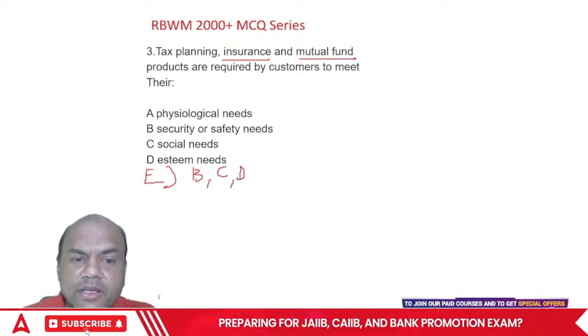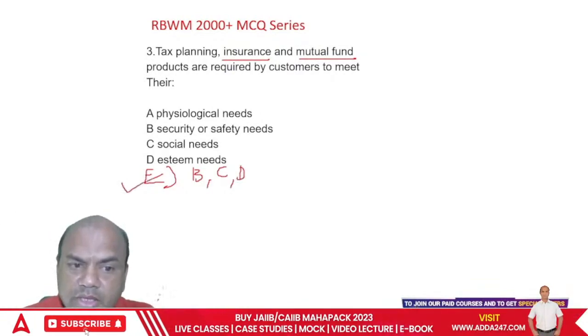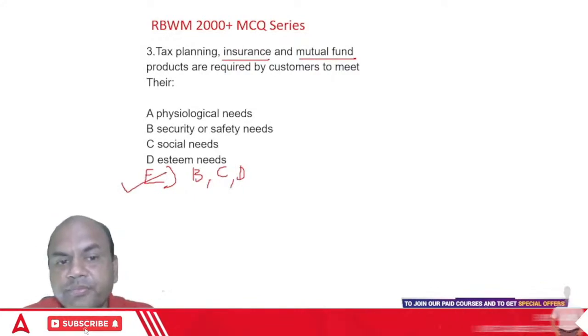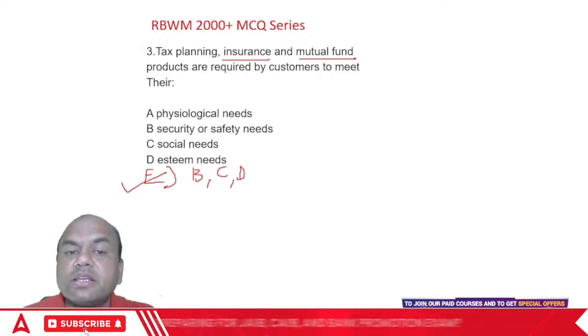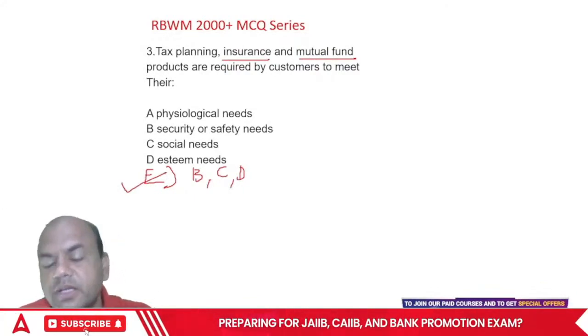So is the option E? Correct. The option is E. Okay. B, C, and D both. Physiological needs, these insurance and mutual fund are not sold.